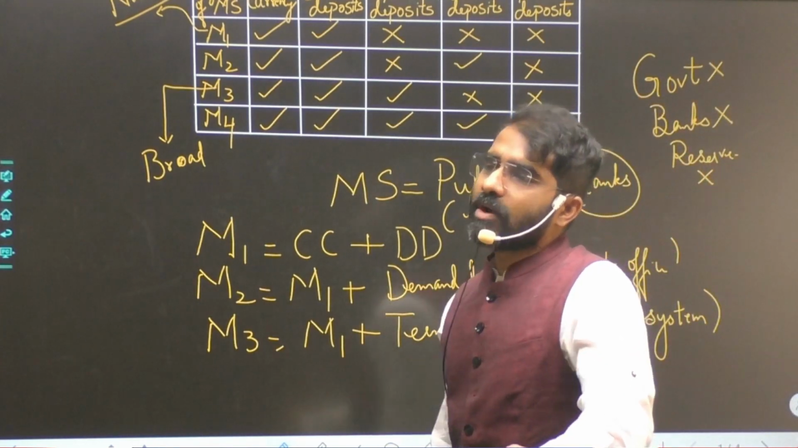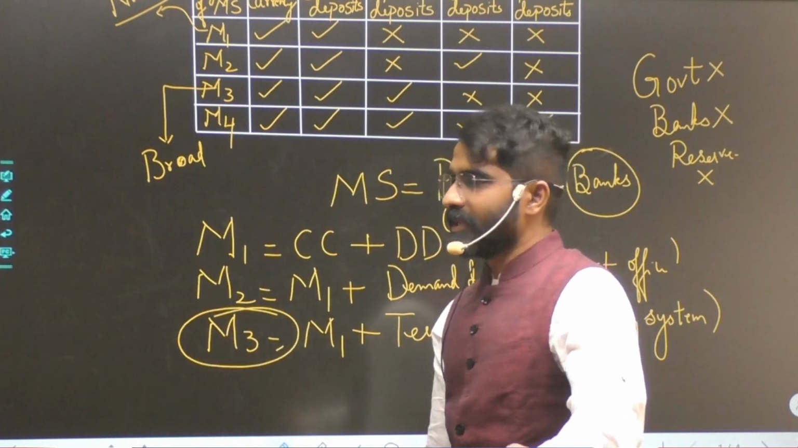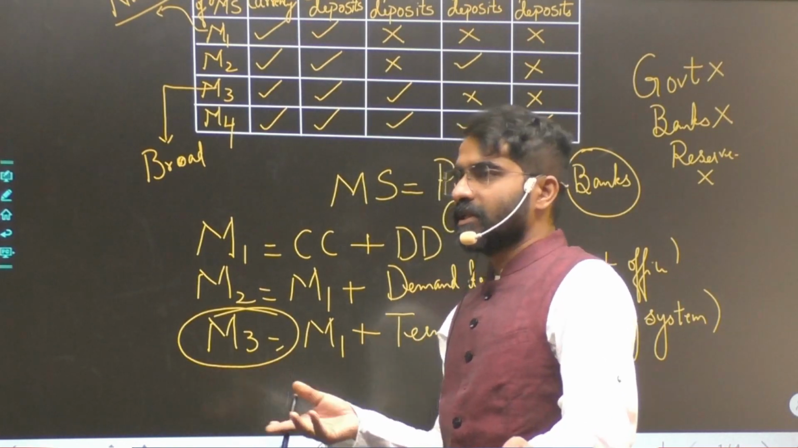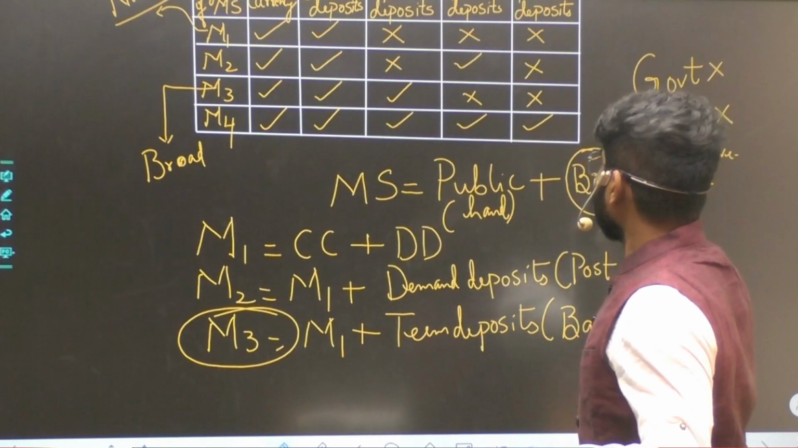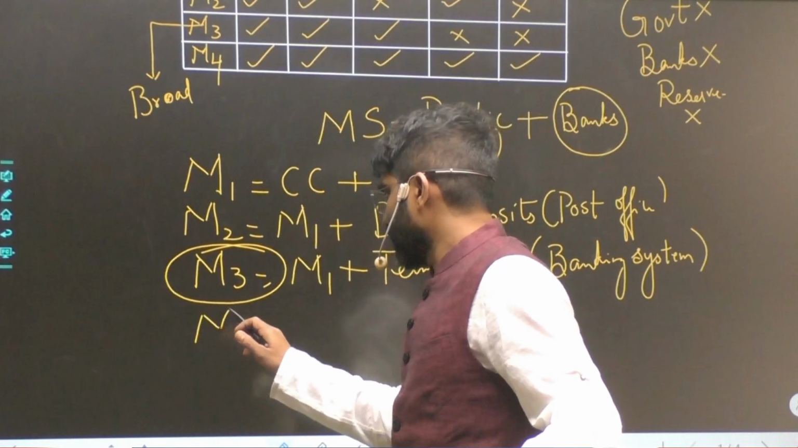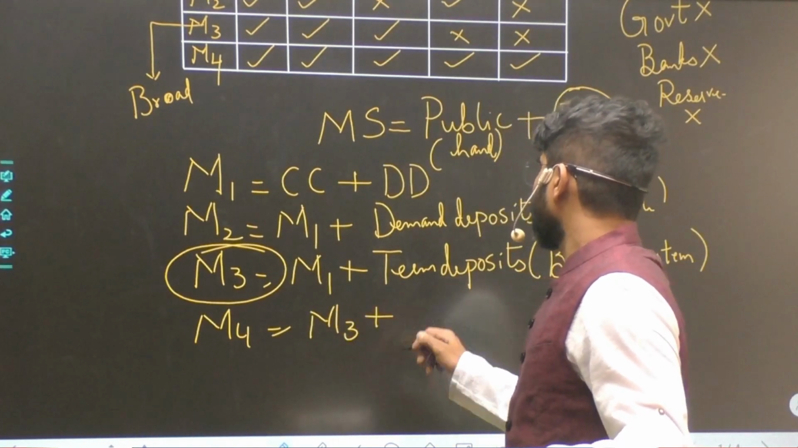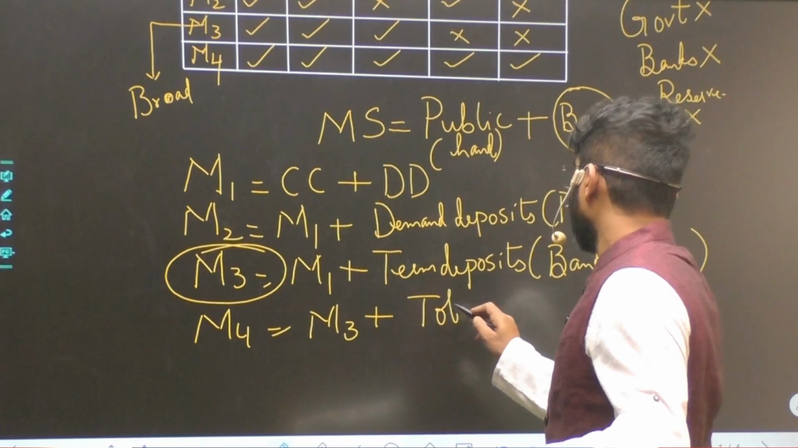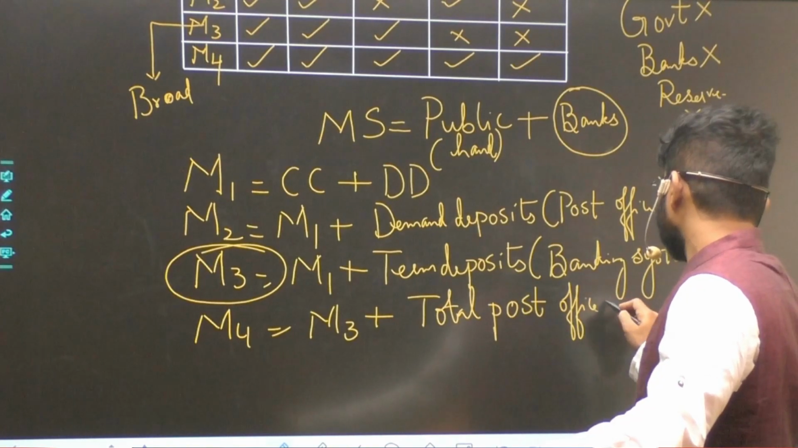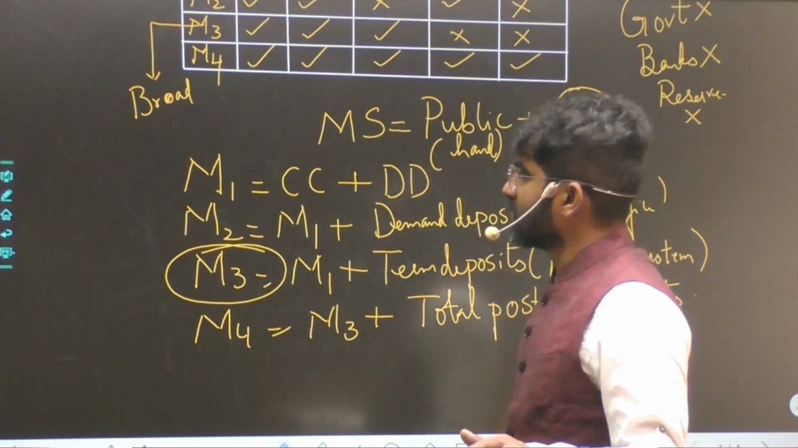When we talk about money supply, we generally try to measure it through M3, or broad money, because it includes the money in hand plus the public's deposits with the bank. M4 is equal to M3 plus total post office deposits. So this should be clear, and once it is clear, the concepts will be very simple.